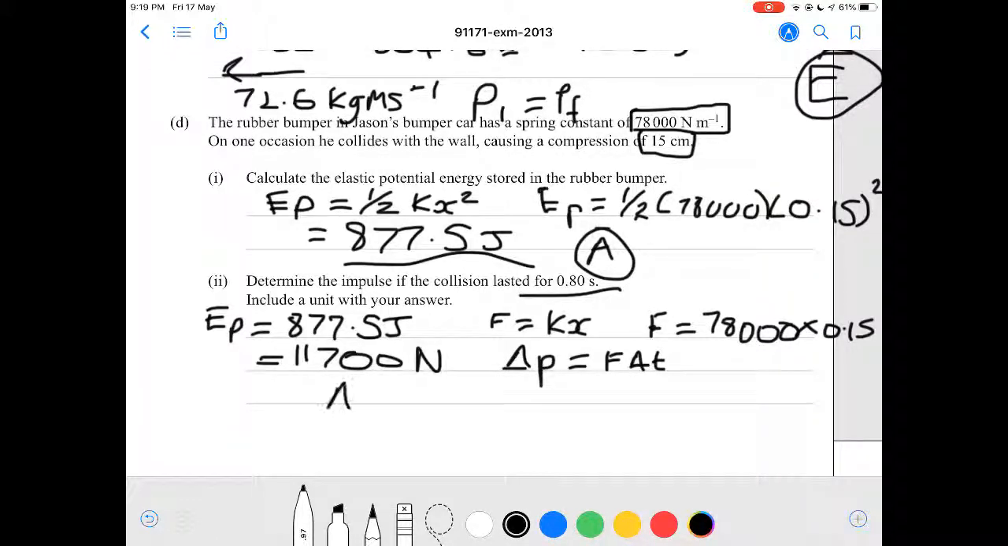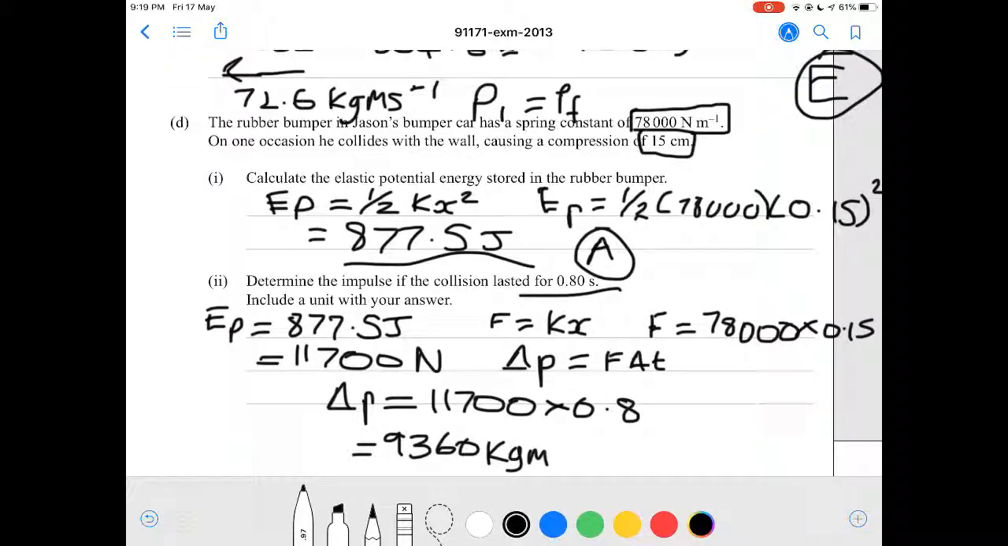Okay, so basically change in momentum equals 11,700 times 0.8. That gives us 9,360 kilograms meters per second. Okay, and that should be your final answer.